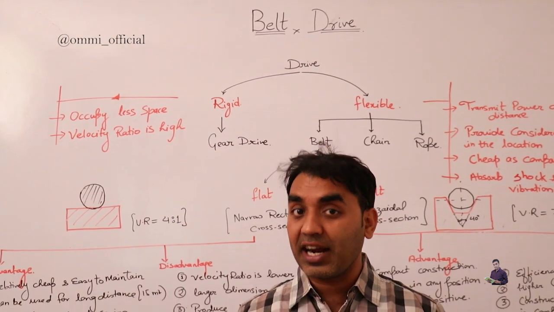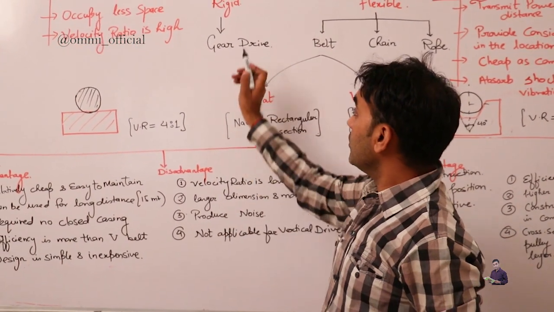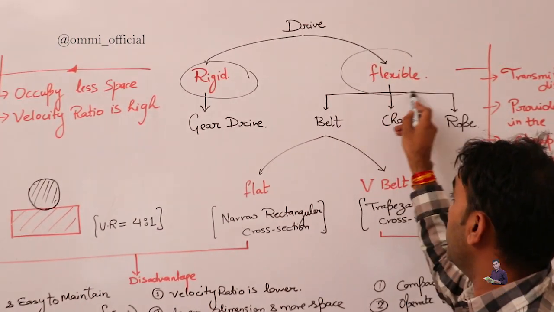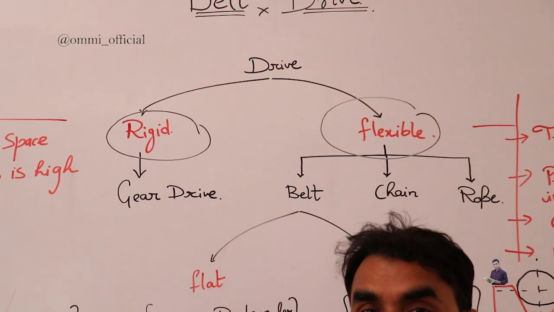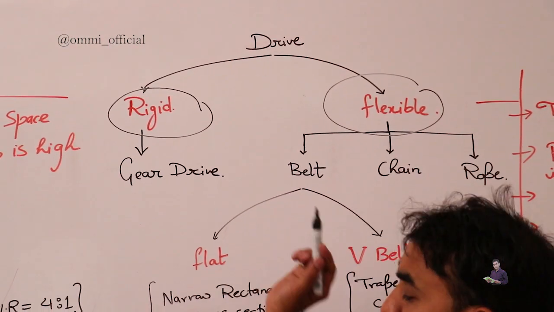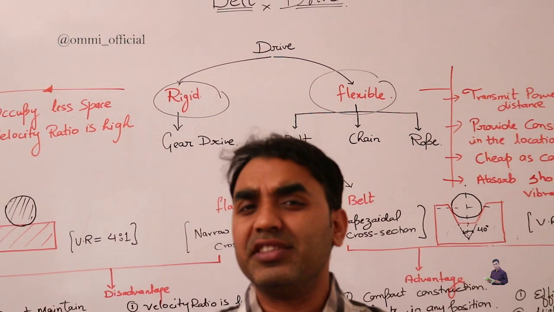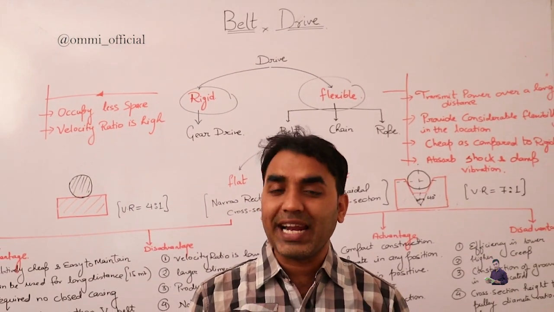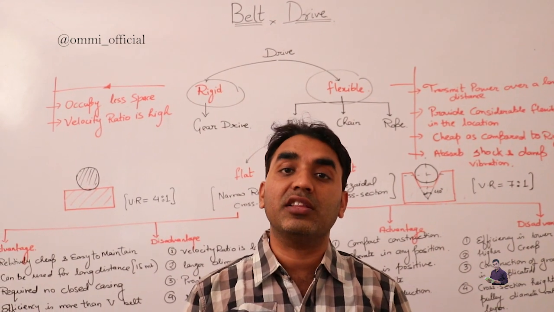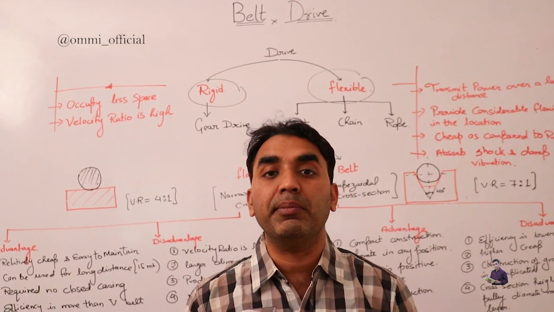We have categorized the drive into two types, the rigid drive and the flexible drive. My dear friend, the rigid drive is also known as a non-flexible drive. So what is a rigid drive? Rigid drive is that drive where the contact between the driver and the driven is direct. There is no intermediate link.